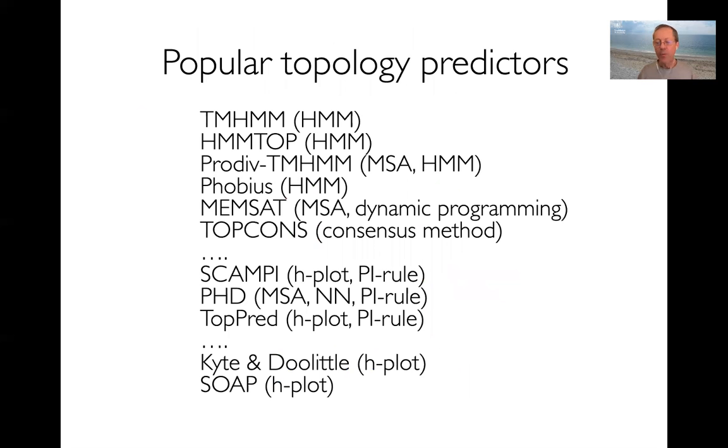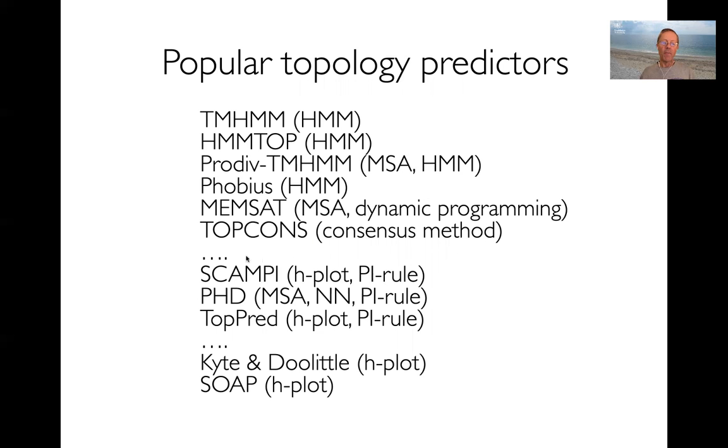So as I said, this has been a favorite field in bioinformatics for many, many years, and there is consequently a lot of different predictors around. I will specifically talk about this one in a minute or two, TM-HMM. These are the more modern ones. You can see they're based on HMMs, multiple sequence alignments and HMMs, or dynamic programming. And I'll also mention this one, which is a consensus method that basically takes predictions made by other predictors as input and tries to make a consensus prediction.